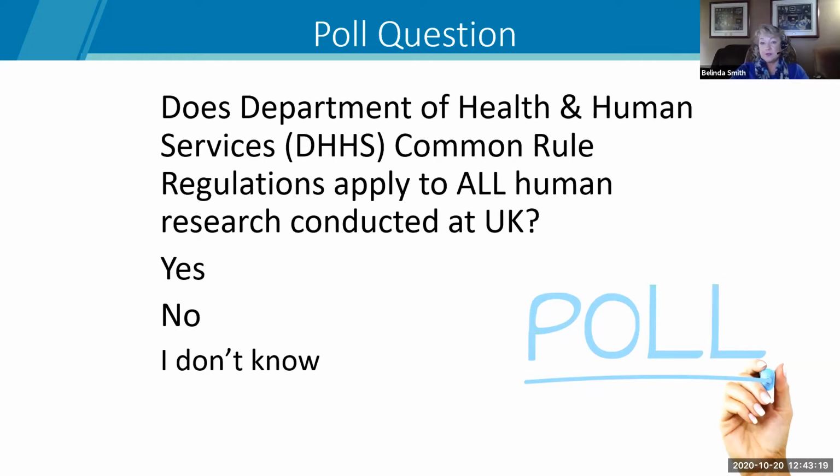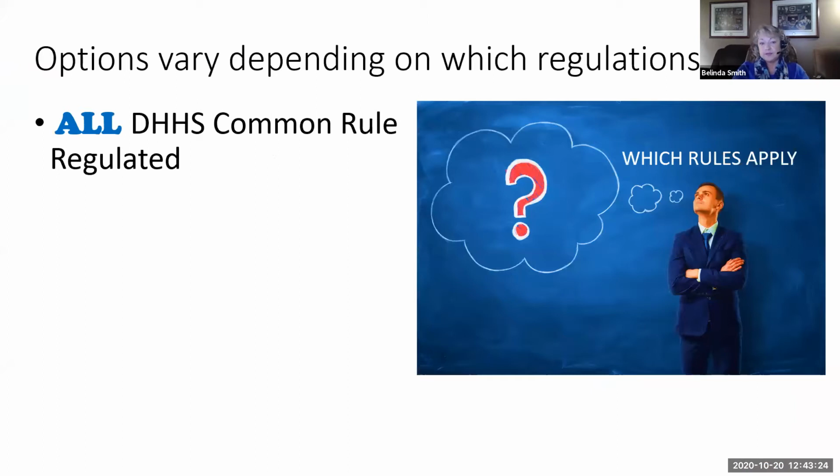Well, the answer to this one, just so you all are aware, is yes. Common Rule regulations are going to apply to all human subject research at UK. Consider it the baseline, okay? Even exempt research has to come to the IRB to obtain that exemption under the Common Rule. So when I say during this presentation that Common Rule or DHHS regulations apply, just consider that's going to be applying to you. From there, some of you also have to deal with FDA regulations.